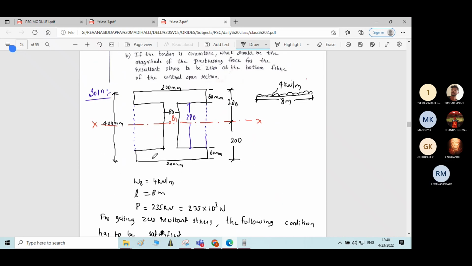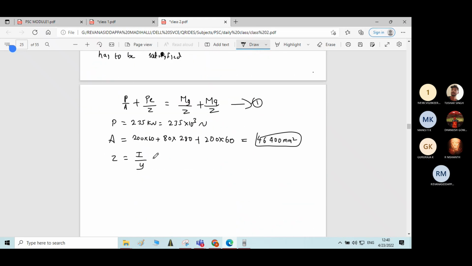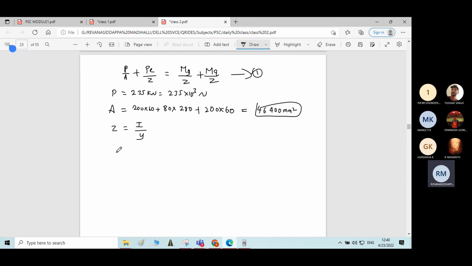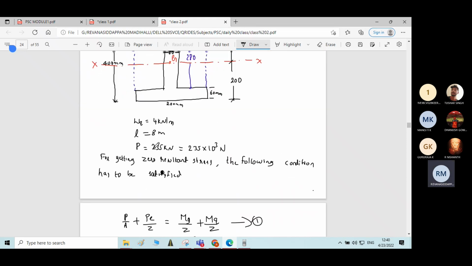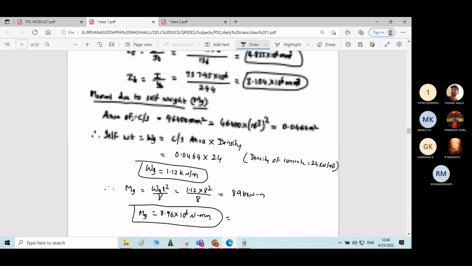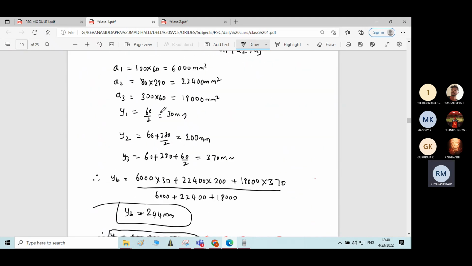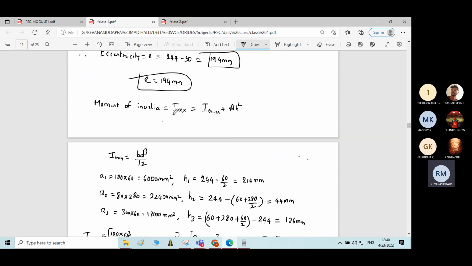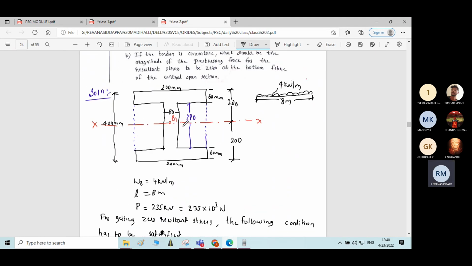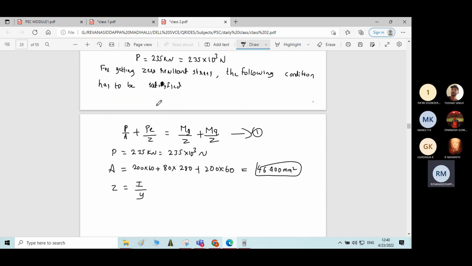Z is equal to I by Y, where I is moment of inertia of the I section. Now you have to calculate moment of inertia I. So you can calculate moment of inertia as we have calculated in one of the previous problems. Or there is one more method. That method is applicable for only the symmetric sections. Remember, it is not applicable for the unsymmetric sections. And it is the simplest method. You can save some time in calculating this moment of inertia.